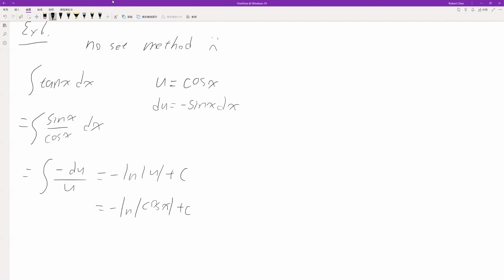Okay, so pretty interesting, right? Tangent, who would have thought that we can do this, right? And if you want to further simplify this, you can put the negative sign in here. So we get secant x, the negative first power. Oops, not secant. Cosine x, the negative power, plus c. And negative 1 means we have to flip it. So that just becomes ln of secant plus c.